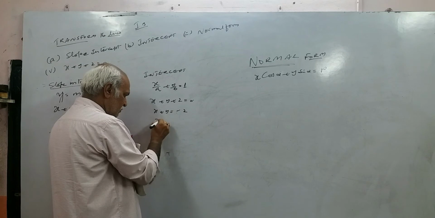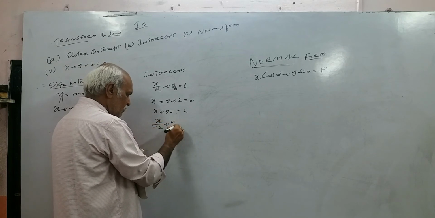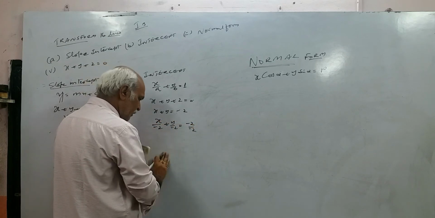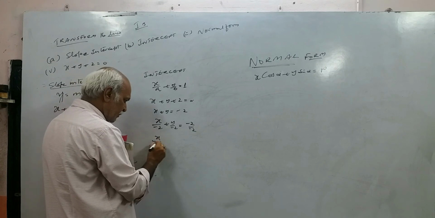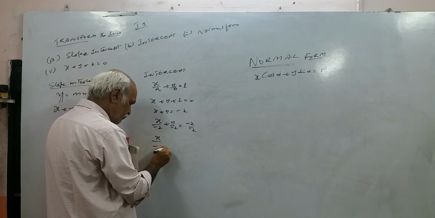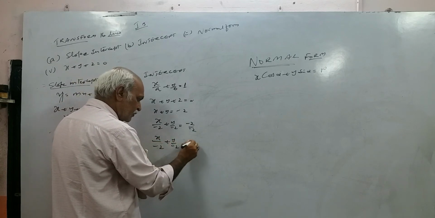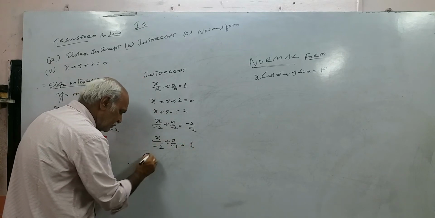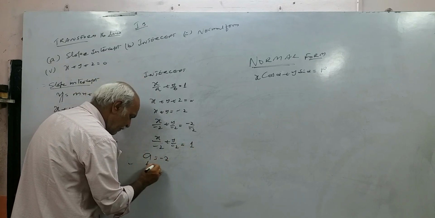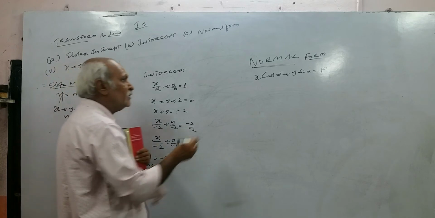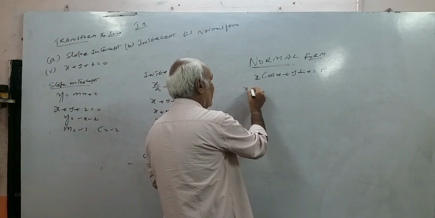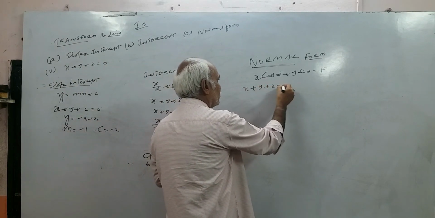Minus 2 is equal to minus 2 by minus 1. So x by minus 2 plus y by minus 2 is equal to 1. So what is the a value? Minus 2, b value minus 2. Right? Next, x plus y plus 2 is equal to 0.